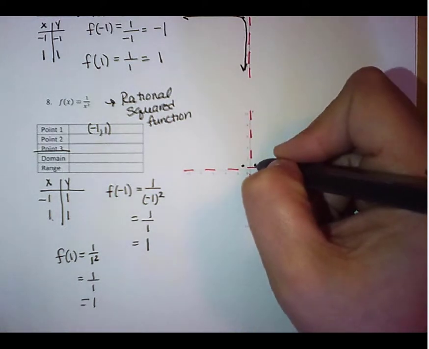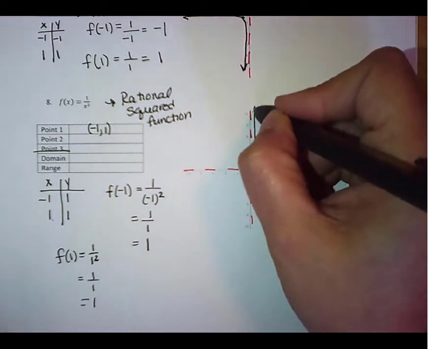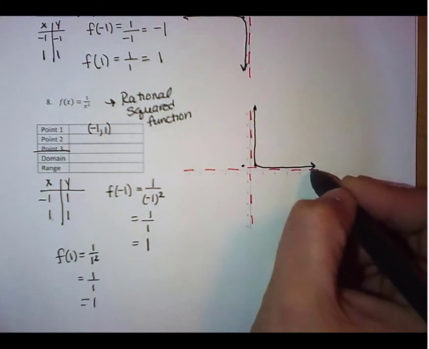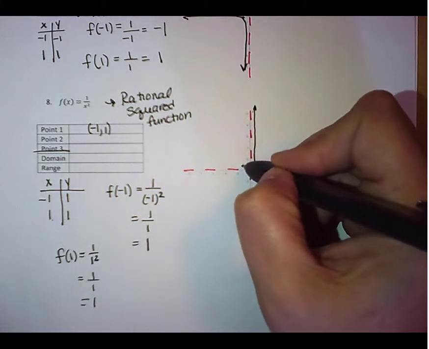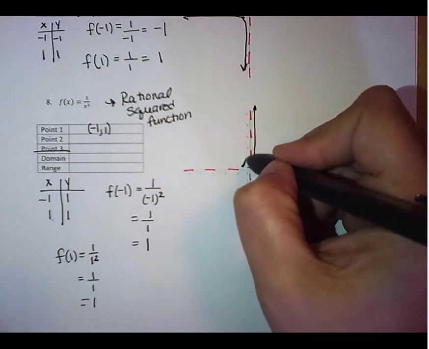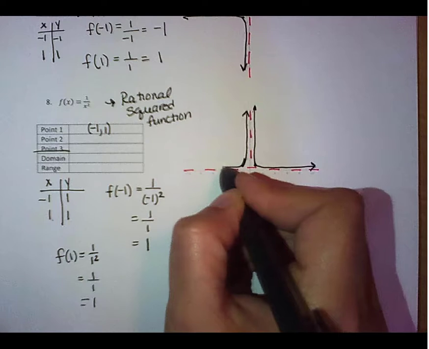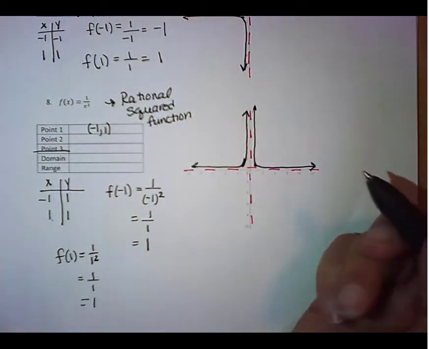And again, our L shape is going to come up close to the y-axis, and it's going to come over close to the x-axis. The same thing here in the second quadrant. It's going to come up and be as close to your y-axis, come down and be as close to your x-axis.